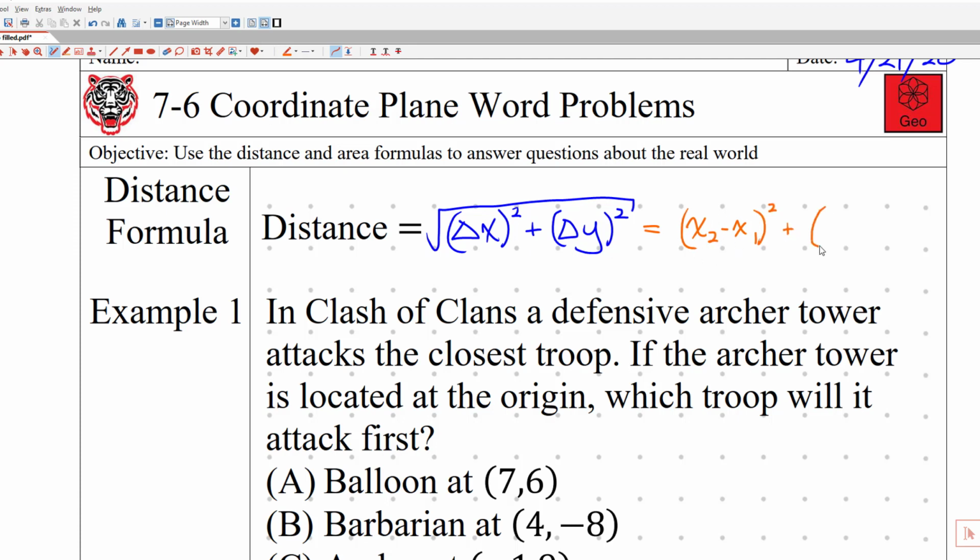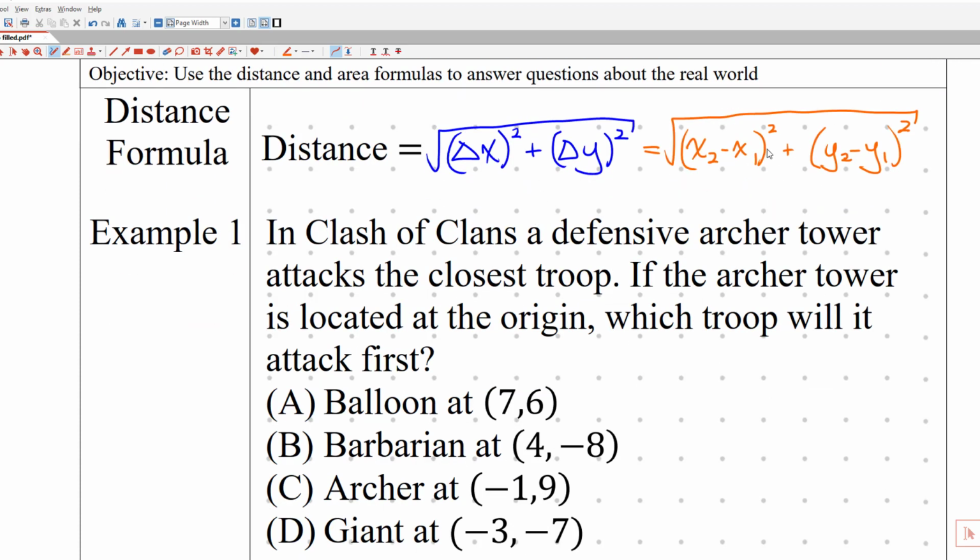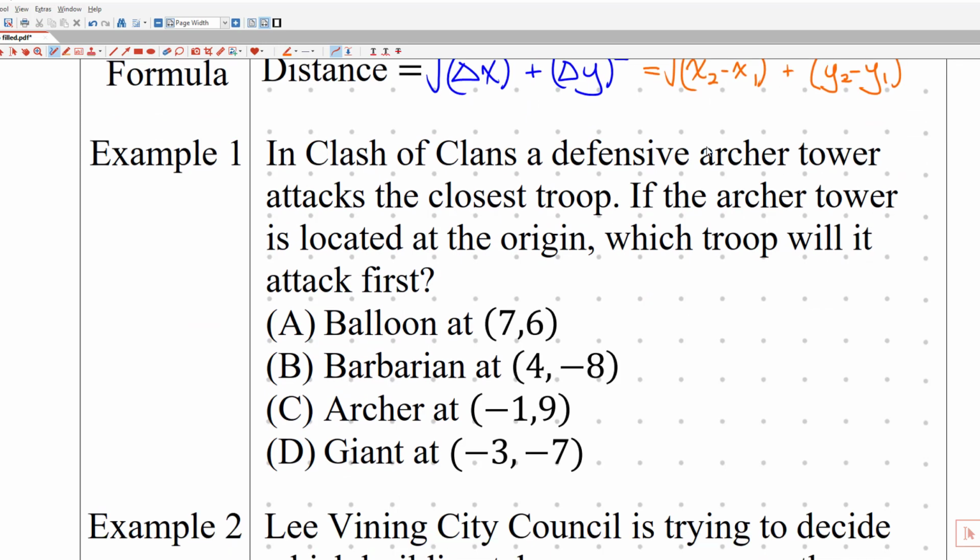Plus y2 minus y1, the change in y squared, and then square root that entire quantity. Whichever one you want to memorize. I always memorize the one in blue and then kind of derive the one in orange.